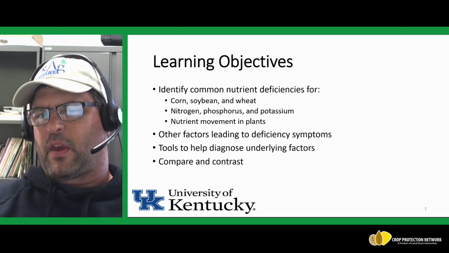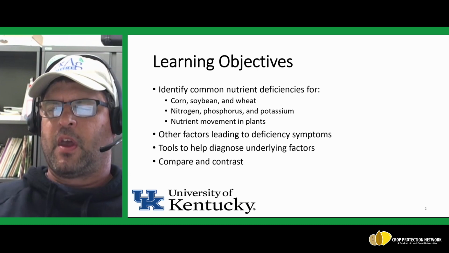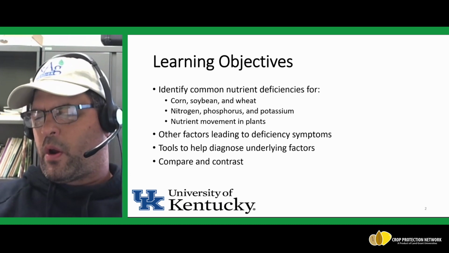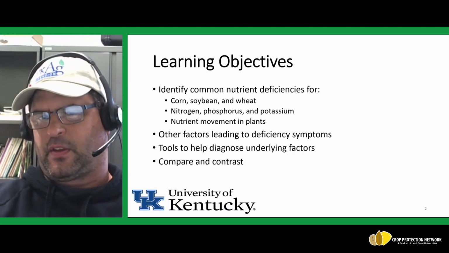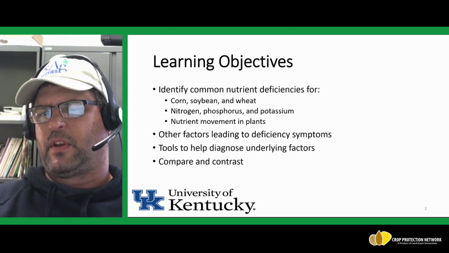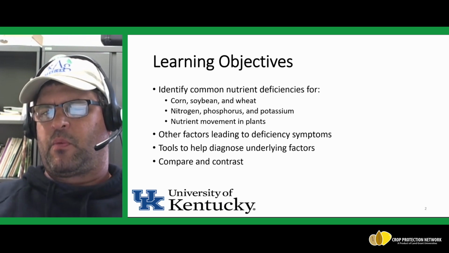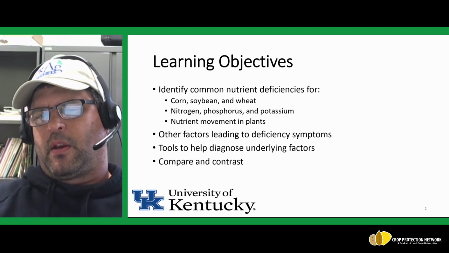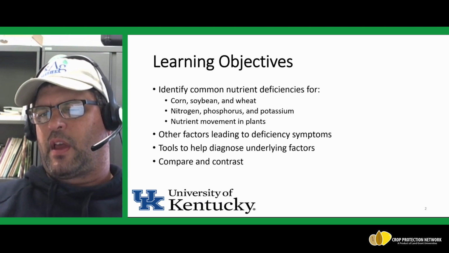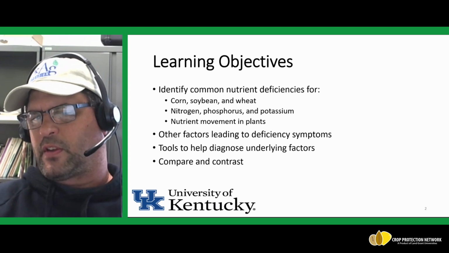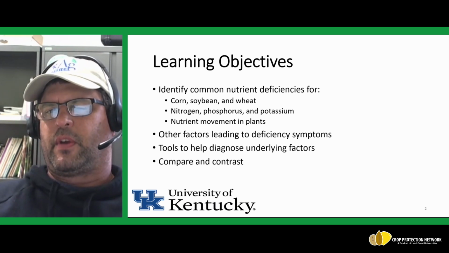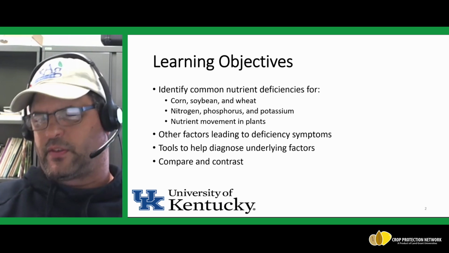We'll discuss how they move in the plant and how the movement affects where we see these deficiencies in the plant. And then there's some other factors that lead to deficiency symptoms. And then we're going to wrap up with identifying some tools that can help diagnose these underlying factors, whether it's a nutrient deficiency or not, and then compare and contrast a few nutrient deficiencies versus abiotic stresses.